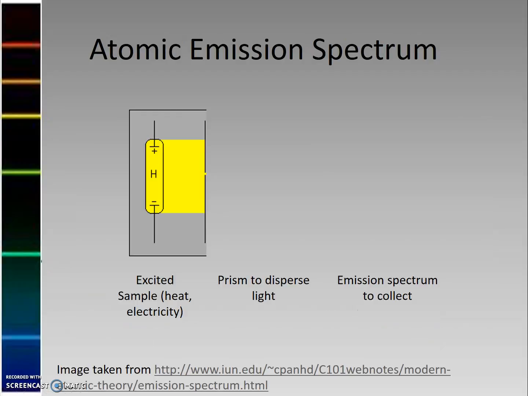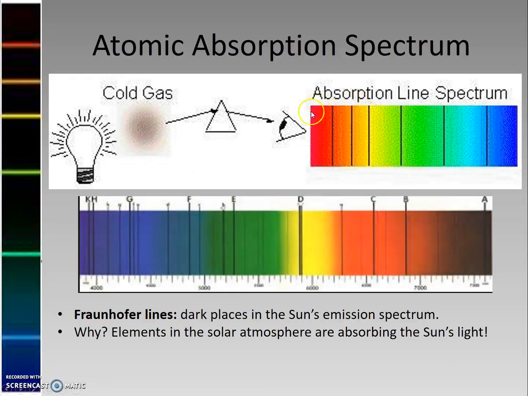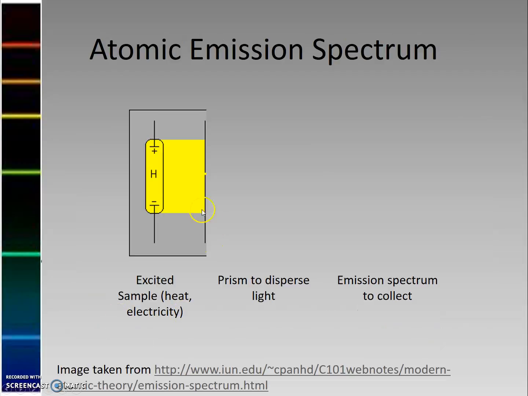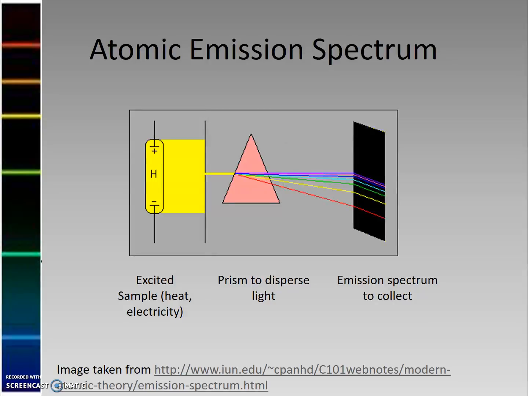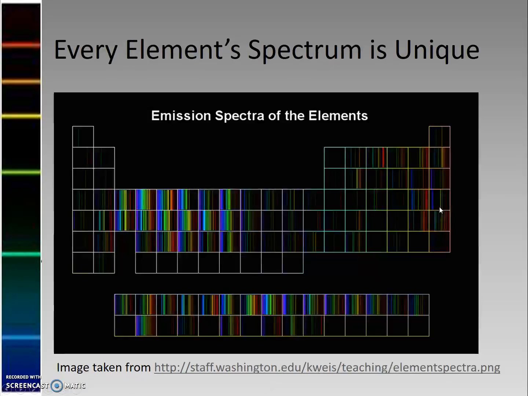The flip side of that is what we call an emission spectrum. With absorption spectra, remember that we have a continuous smear interrupted by dark lines, and that's because we start with a cold gas where all of the atoms are in their lowest energy state. Here, we take a sample, like hydrogen, and we use excitation, heat or electricity, to get the atoms excited, so into a higher energy state. What that means is that they eventually give off light, and we use a prism to disperse it, and then we collect that light. And what we get is a dark background with bright lines on it.